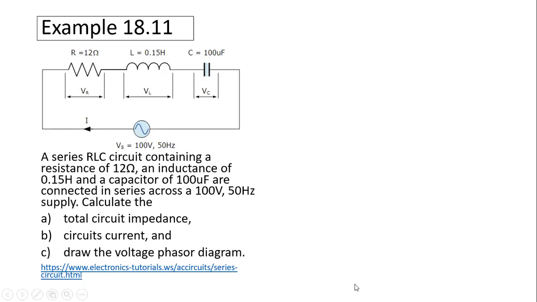A series RLC circuit contains a resistance of 12 ohm, inductance 0.15 Henry, capacitor 100 microfarad, connected in series across a 100 volt, it's 100 volt root mean square, 50 hertz. Calculate the total impedance. You should be able to calculate that yourself. Calculate your XL, calculate your XC, then use your equation to calculate your Z.